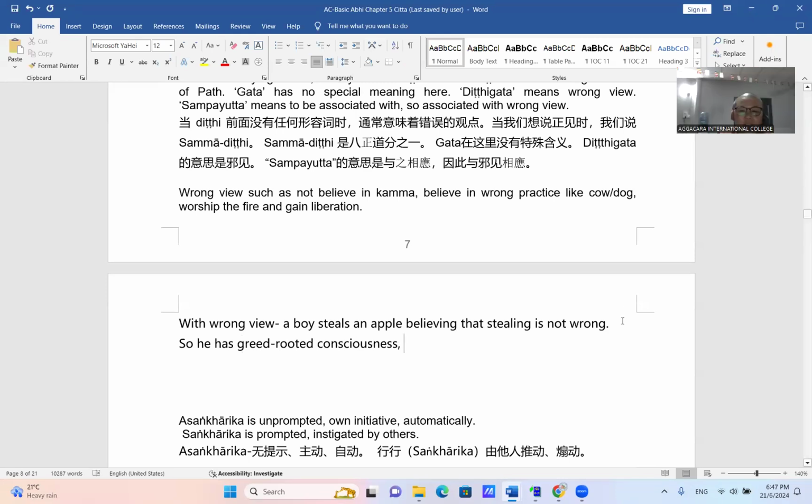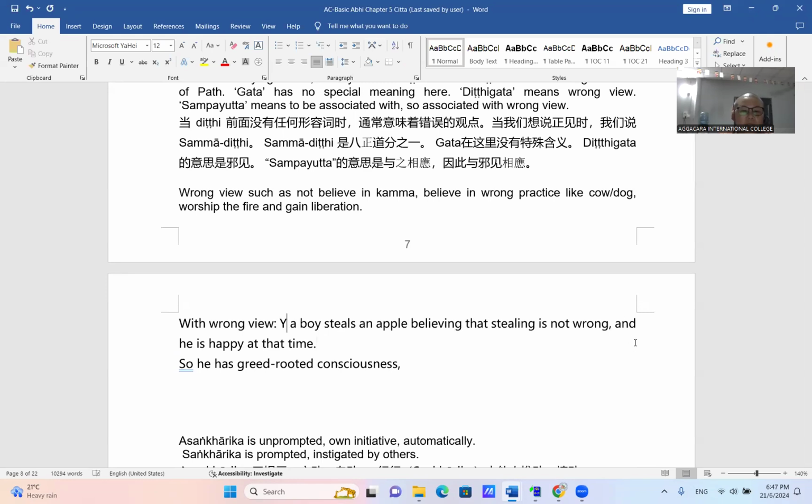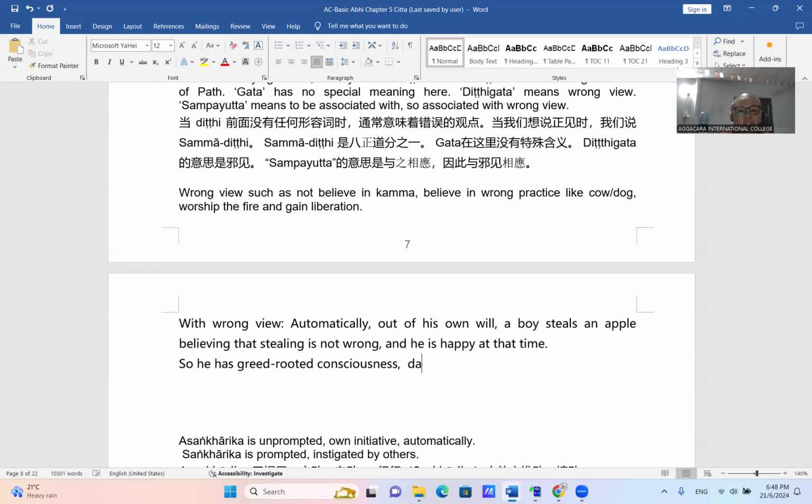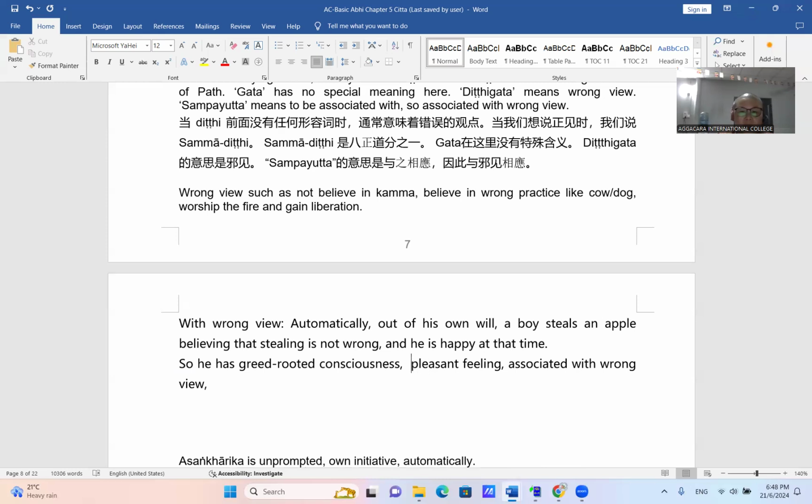And he is happy at that time. He steals an apple unprompted, out of his own view, nobody told him. So it is a greed-rooted mind associated with wrong view. And because he is happy, it will be a pleasant feeling. So it is accompanied by pleasant feeling, wrong view, and this is unprompted.